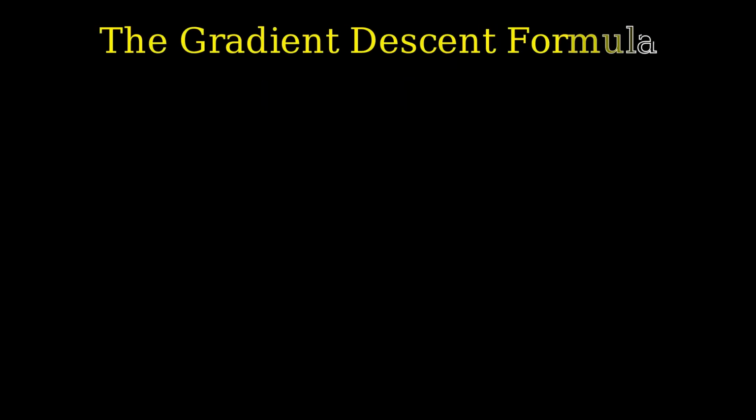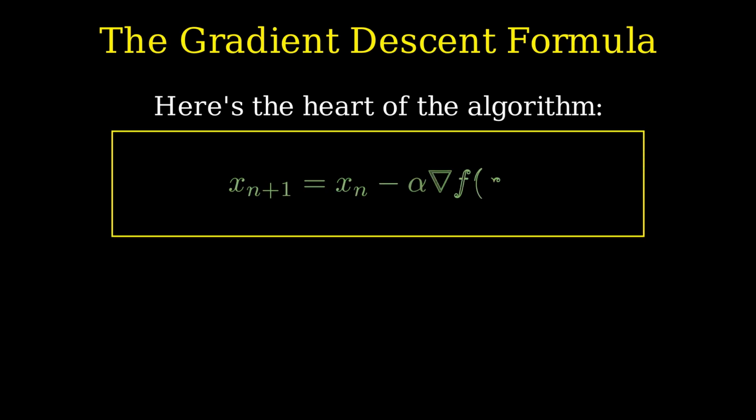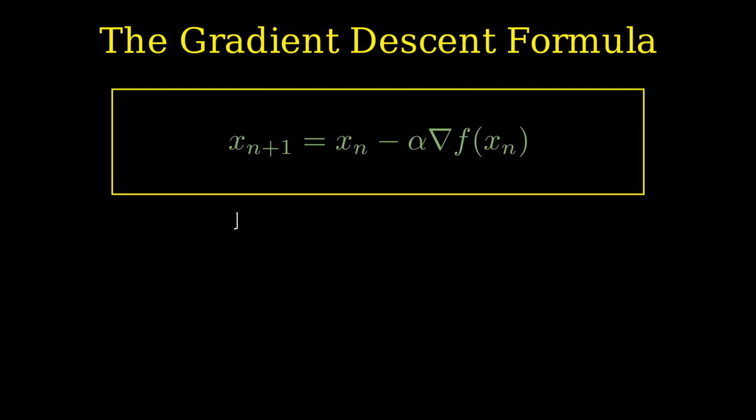Now we're ready for the heart of the algorithm. This single equation is what makes gradient descent work. Let's break it down piece by piece. Here it is. x n plus 1 equals x n minus alpha times the gradient of f at x n. This might look intimidating, but stick with me, it's actually quite simple.